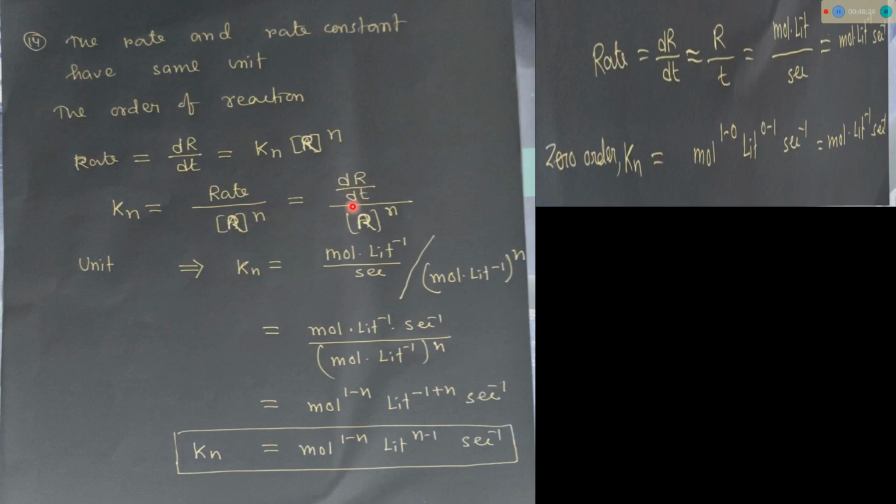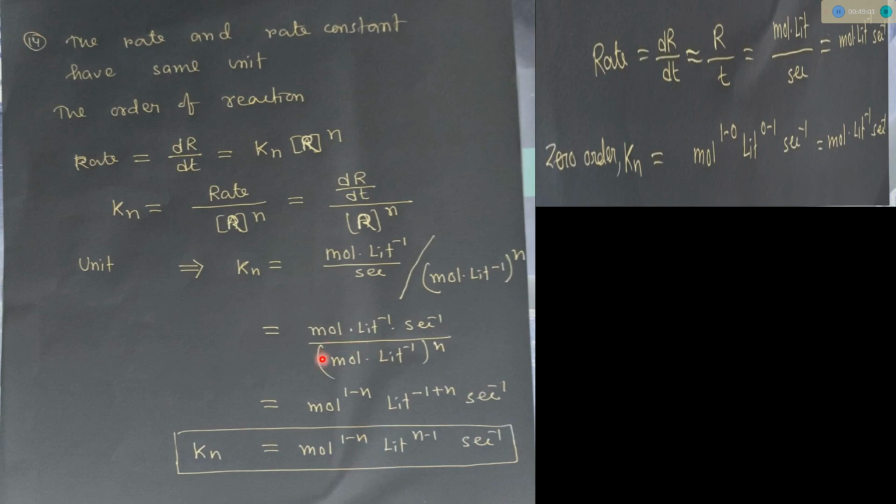Now rate equals dr/dt. So k_n equals the rate divided by r^n. What is the unit of rate? Mole per liter per second. Considering the term r, d means difference, and r means reactant concentration, mole per liter, and t is second, so mole per liter per second, and in the denominator concentration to the power n for nth order reactions.